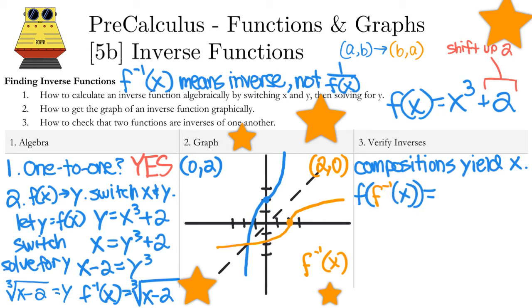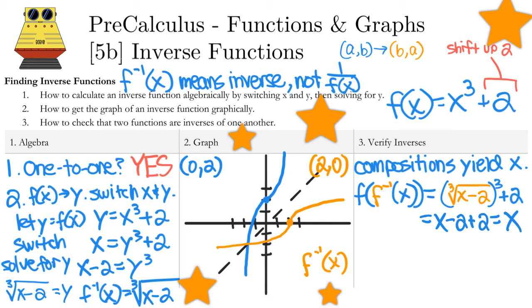So let's find f of f inverse of x. We're plugging f inverse into f. So we get the cube root of x minus 2, cubed, plus 2. The cubes undo each other, and we get x minus 2 plus 2, which is equal to x.